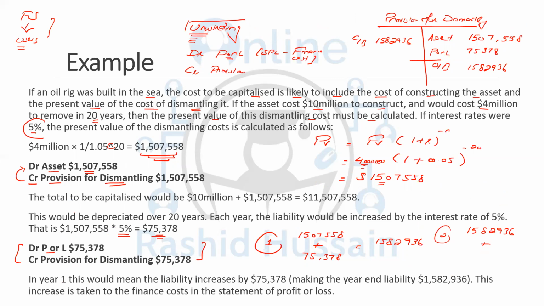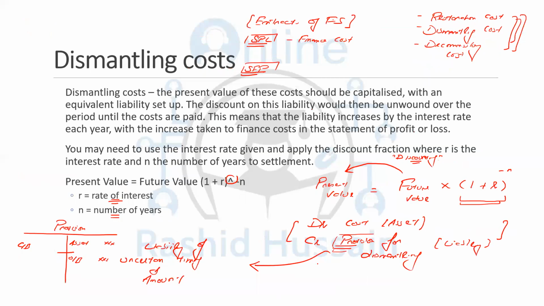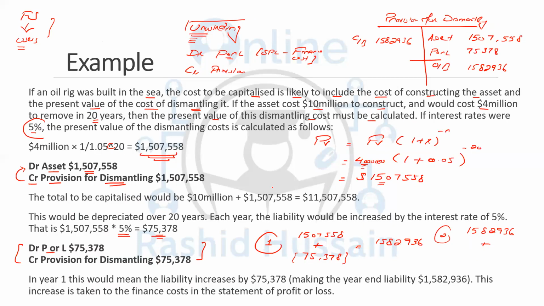The first figure is the finance cost, which we have calculated in year one as 75,378. The second figure, which is going to be recorded within the statement of profit or loss, is the depreciation. Now, how is the depreciation being calculated?